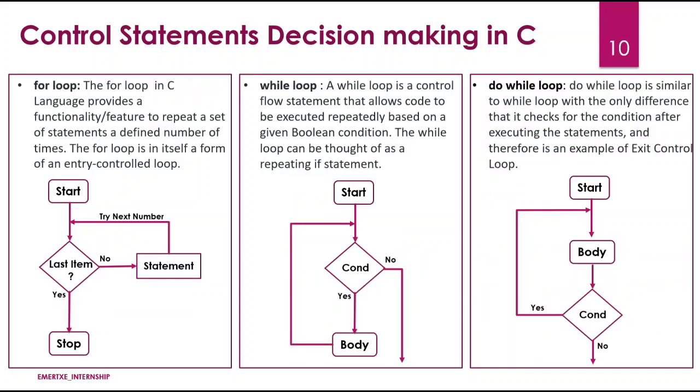So now we have loops. The for loop in C language provides the functionality to repeat a set of statements a defined number of times. The for loop itself is a form of an entry controlled loop. So what is a while loop? A while loop is a control flow statement that allows code to be executed repeatedly based on a given boolean condition. Do while loop is similar to while loop with the only difference that it checks the condition after executing the statement.